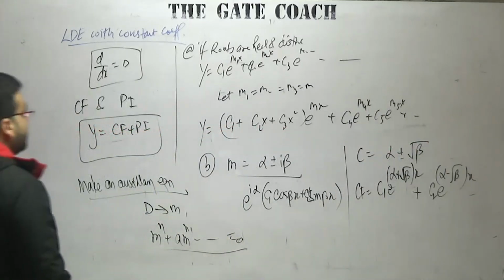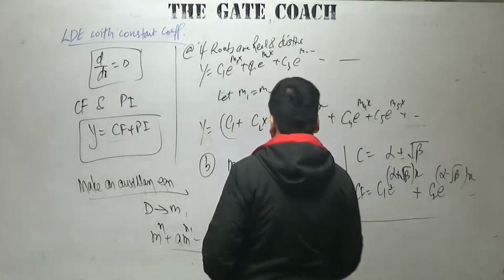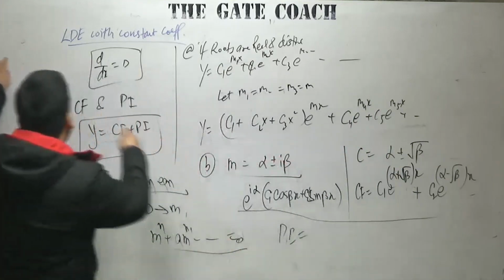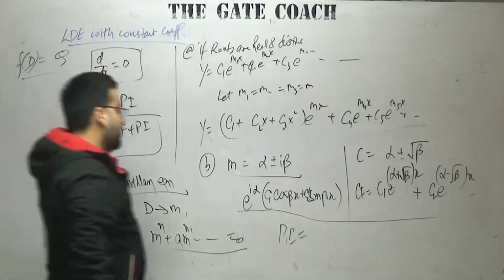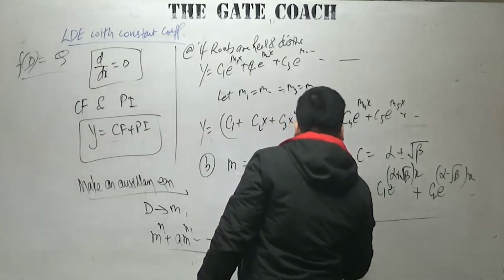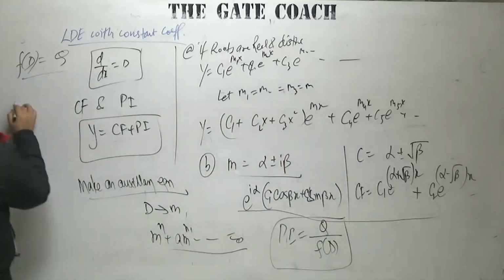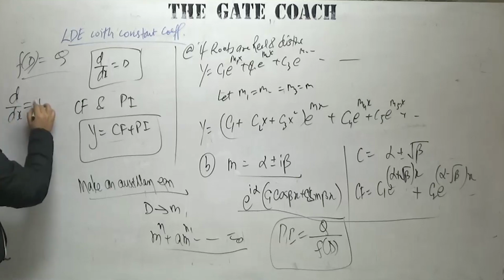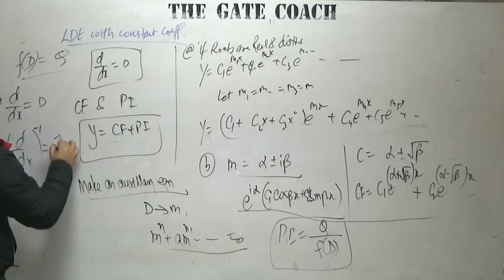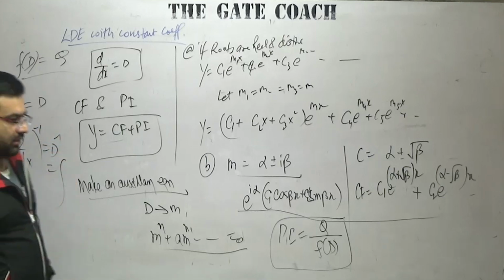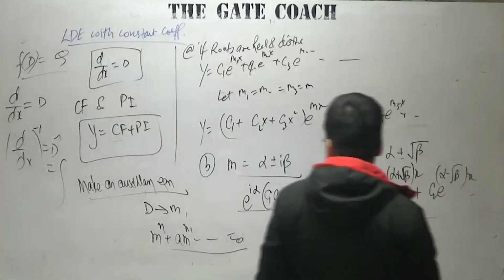Okay, and what is this PI? So PI is very simple, right? On the left hand side there will be a function of D. It will be equal to some Q value which is the right hand side. PI will be equal to Q divided by f of D. And always remember that D inverse, because d by dx is your D, if you apply the inverse function, d by dx inverse, that is D inverse, it will be integration. Remember this. It will be integration.